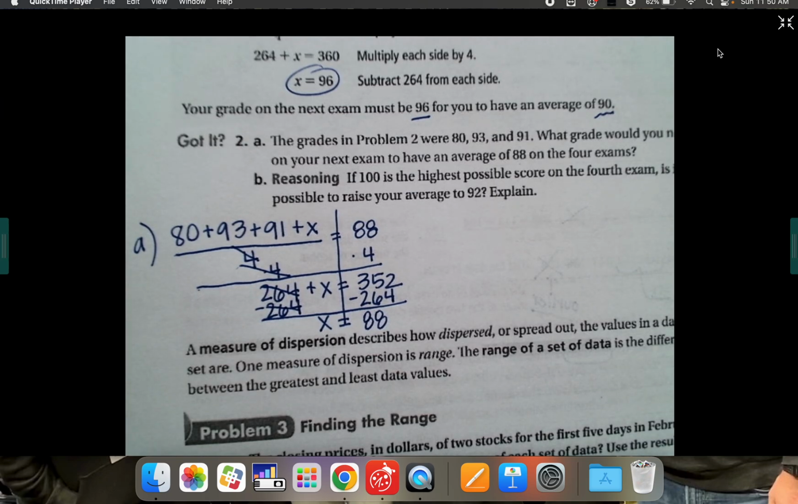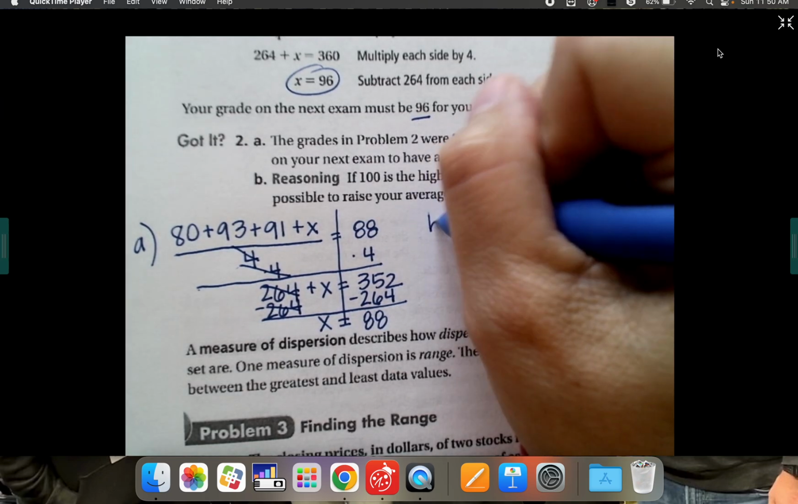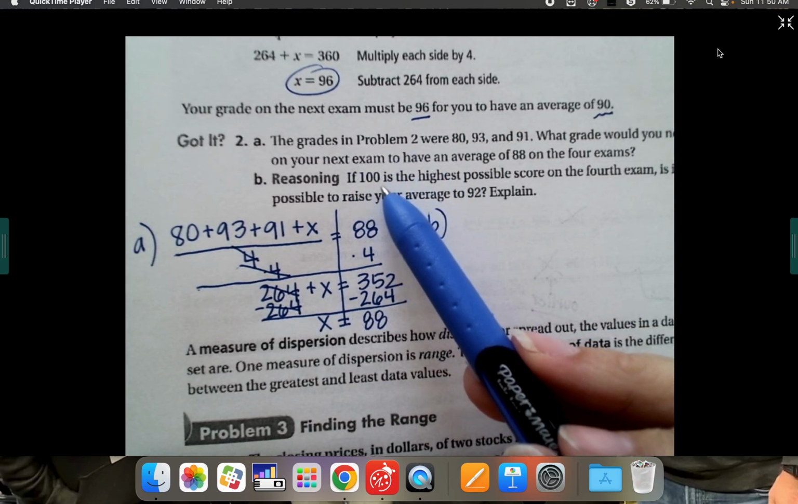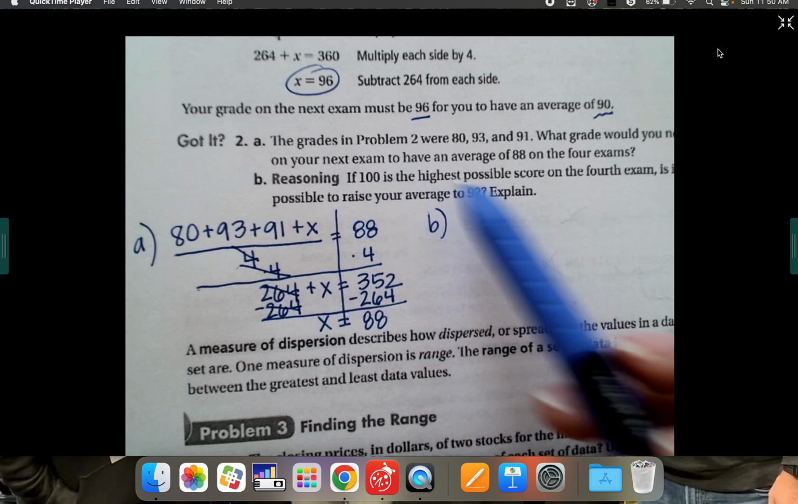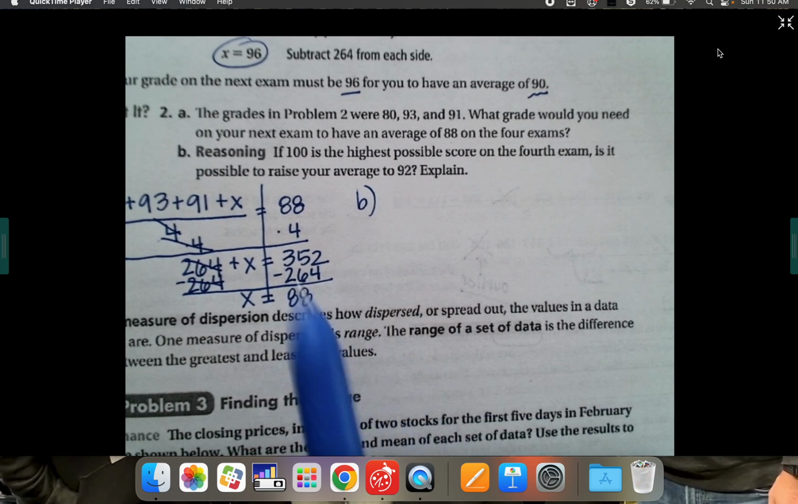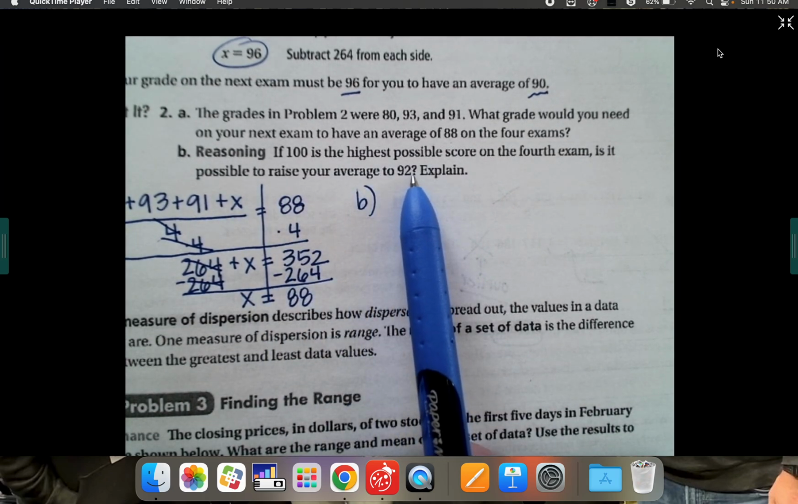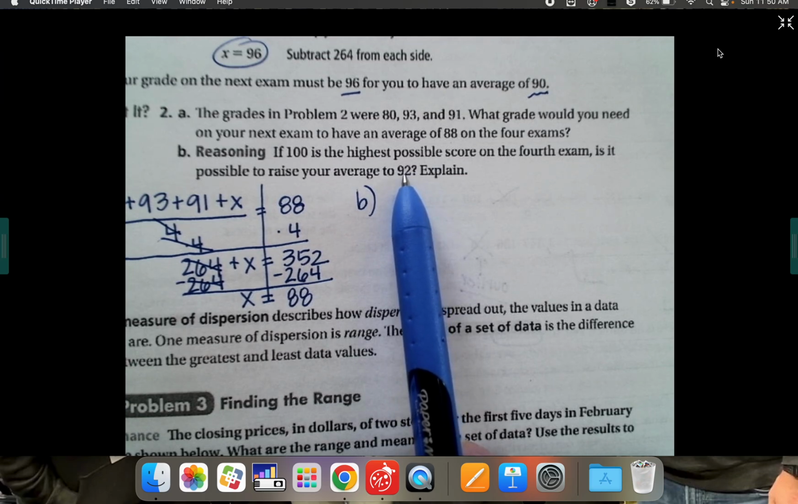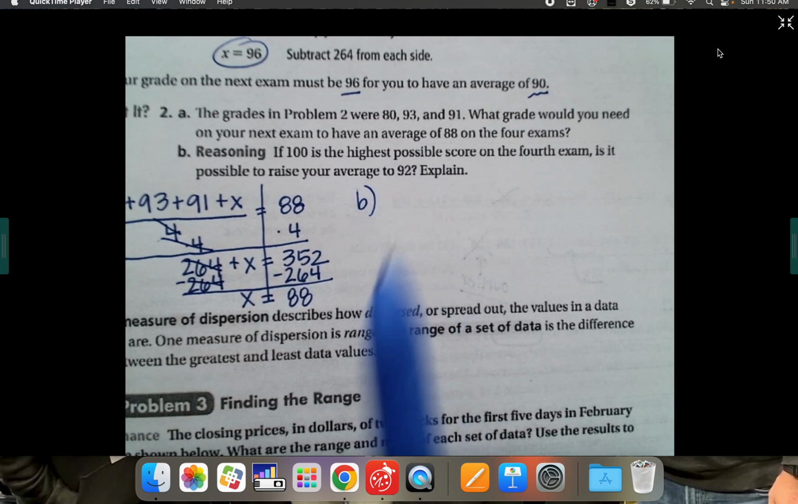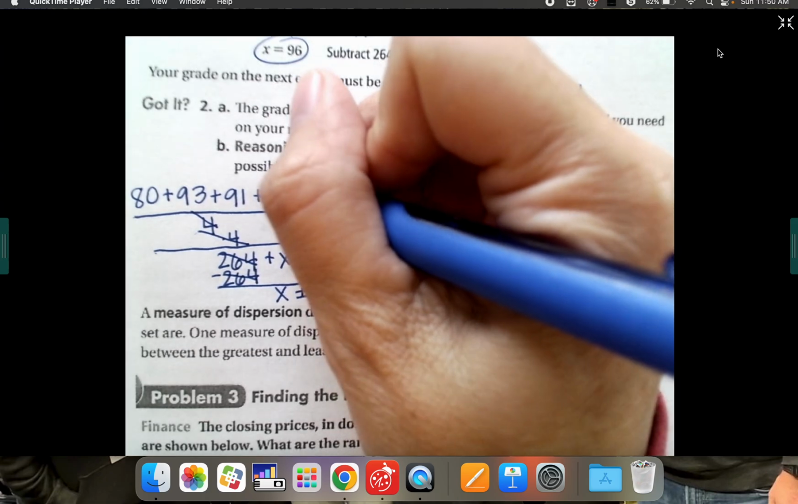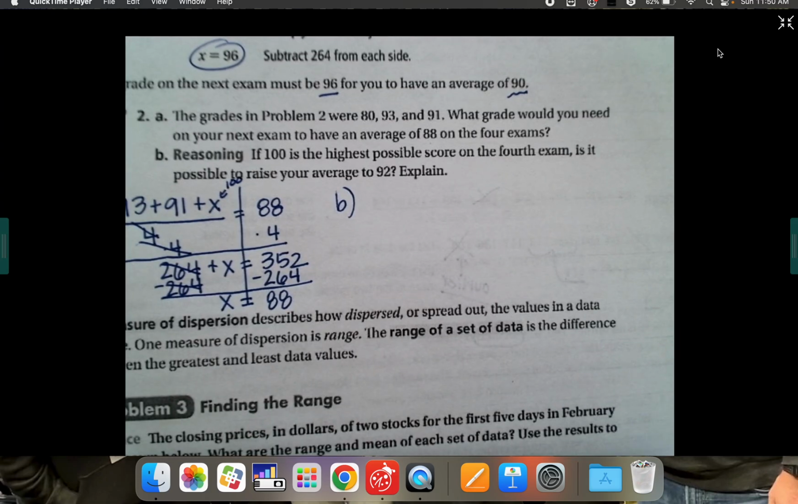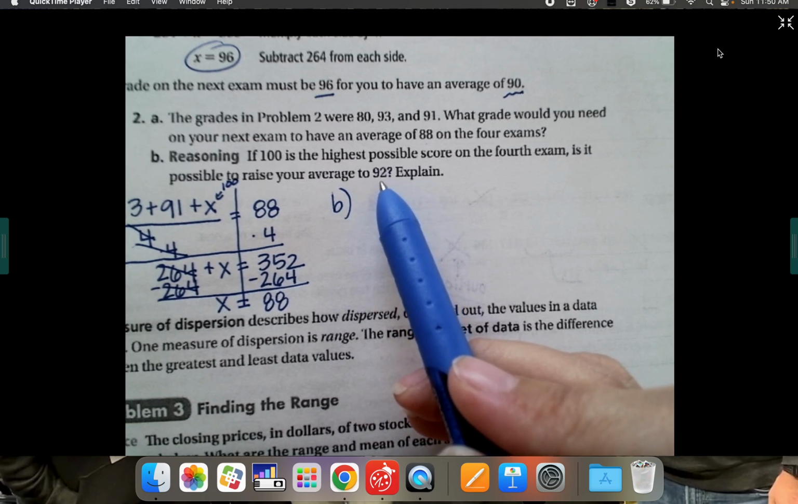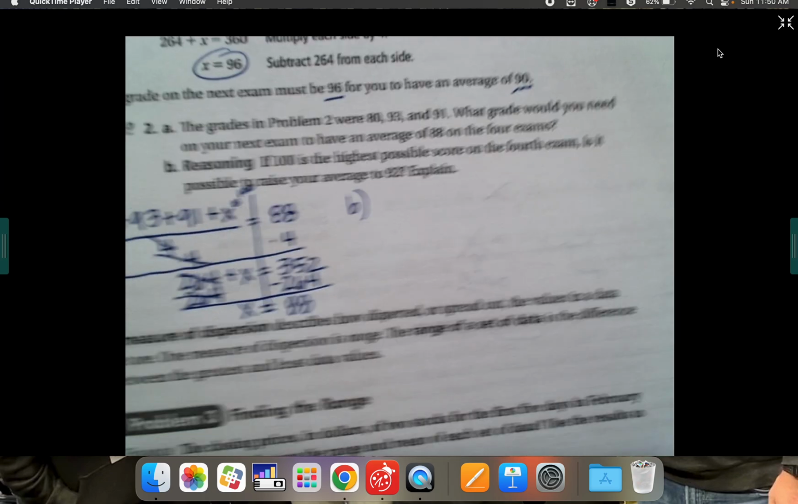All right, here's my next question for you, though, on B. If 100 is the highest you can get, so they're not giving extra credit. If 100 is the highest possible score you could get, would it be possible to get a 92 overall for my average? The best way to do this is just to try it and see. Let's say we get 100. Is it possible for my average score to go all the way up to 92? Let's just try it and see.